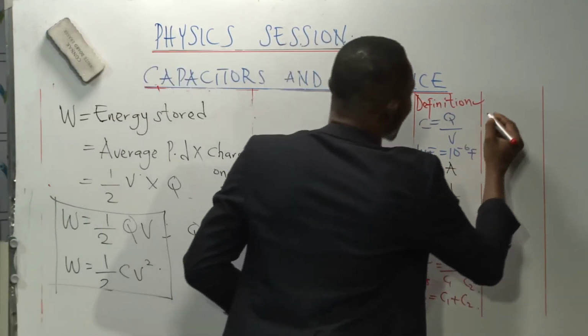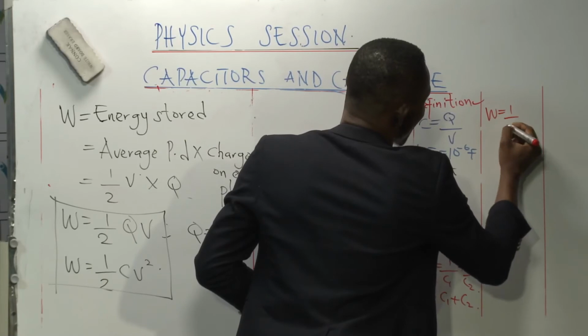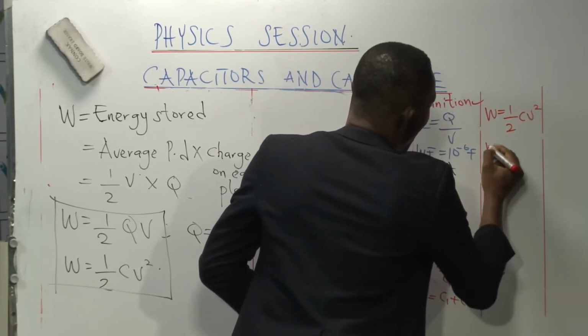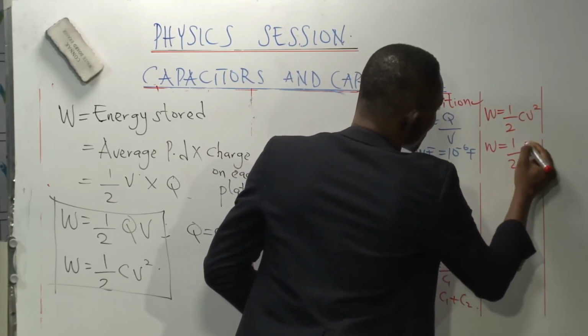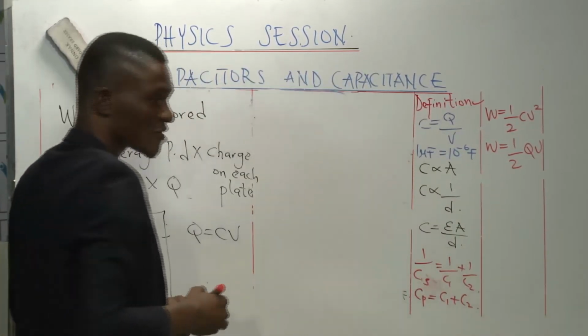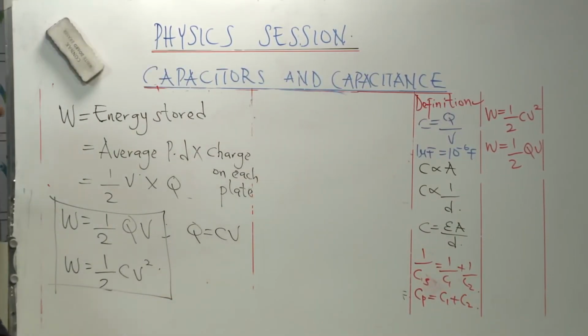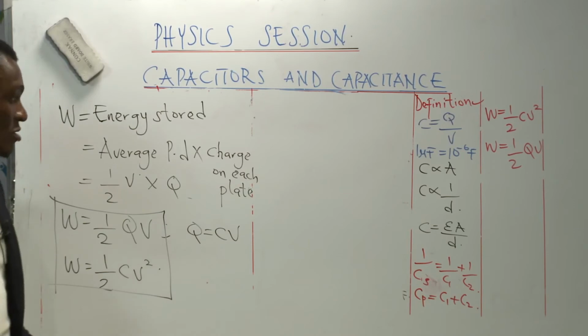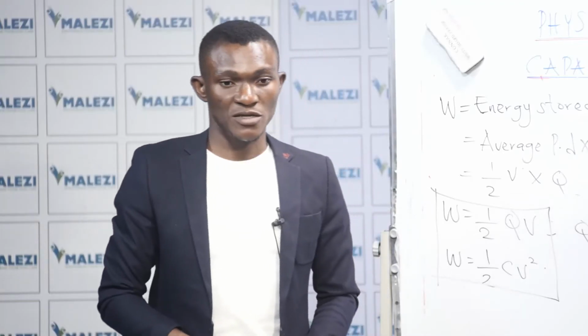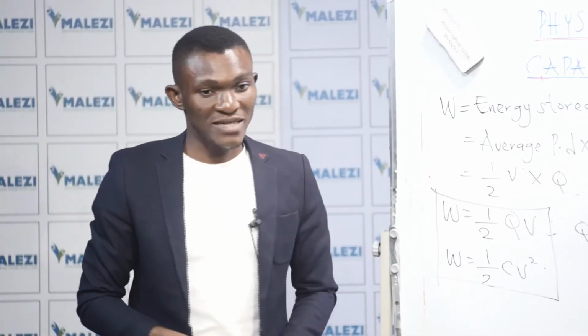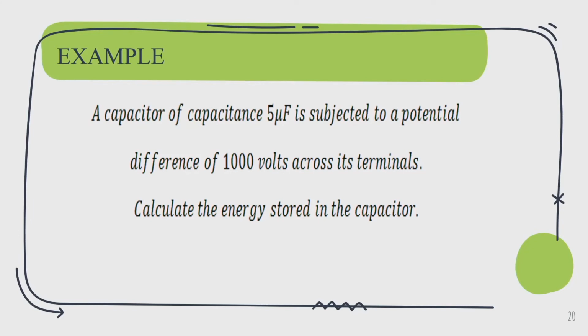So I'm going to add them to this list now. W is equal to half CV squared, and W is equal to half QV. Those formulas are what we're going to be using for calculating the work done. So let's take a question on that now. A capacitor of capacitance 5 microfarad, so C is 5 microfarad, is subjected to a potential difference of 1000 volts.